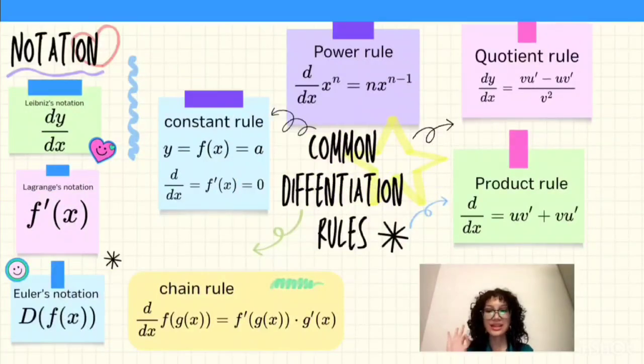These are the three notations in differentiation and the common differentiation rules: the constant rule, the power rule, the quotient rule and the product rule, which are used when differentiating a product or quotient of functions. The chain rule is used for a composite function that has one function inside of the other.